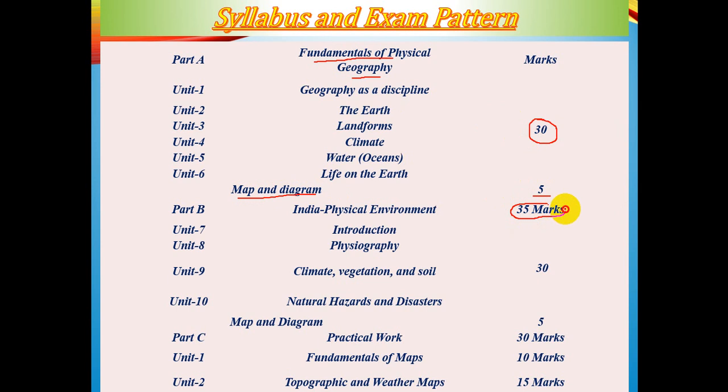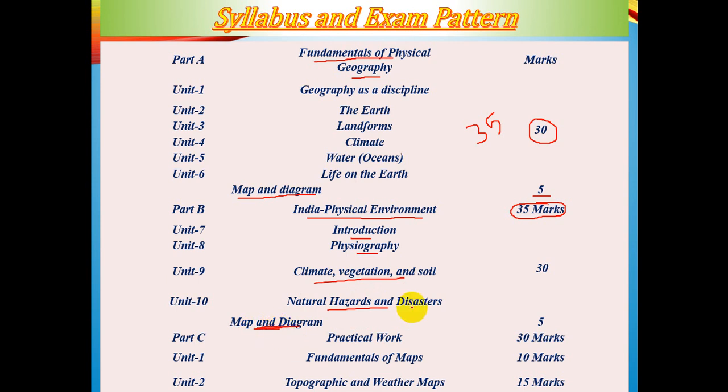Now Part B, that is India Physical Environment. This entire part is just a repetition of what you have already studied in class 9, related to the location of India, physical features of India, drainage, climate, natural vegetation, soil structure, natural hazards and disasters. All are coming under this unit, that is, in this Part B.